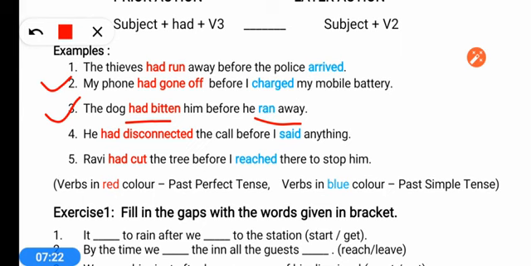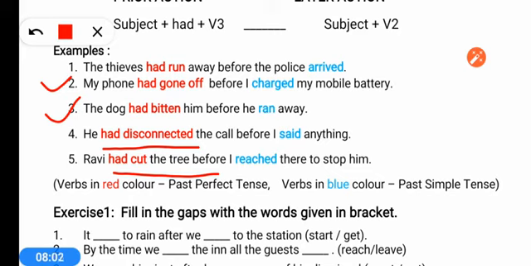So here 2 actions are happening. First, the dog bit him, and then the second one. So here the dog had bitten him before he ran away. In the third example, the action that happened first is the biting by the dog. Next one, he had disconnected the call before I said something, or before I said anything. So here the action which took place first is had disconnected. That's why it is the perfect tense. Rabi had cut the tree before I reached there to stop him. So the first action was cutting the tree and then I reached there.